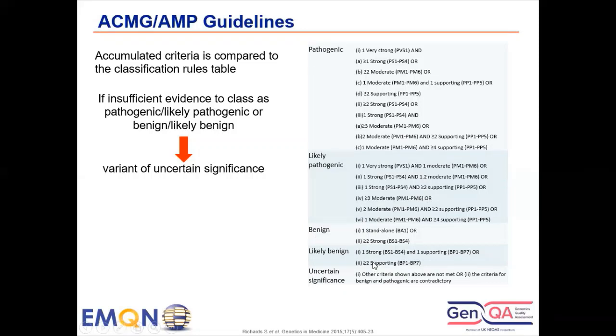And if your variant does not meet any of the criteria listed above, you should say that the variant falls into the category of uncertain significance. Also, when you have 2 criteria that are contradictory, then you should also put it in the uncertain significance category and not really use it for clinical purposes.